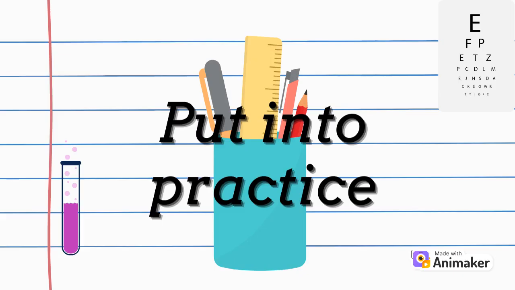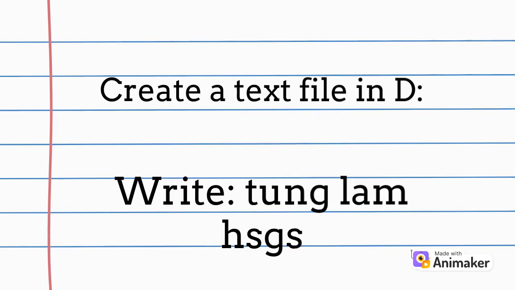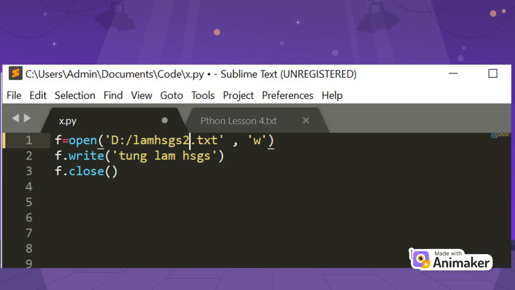I'm going to put all of these theories into practice. Take an example like this. I will create a text file in disk drive D, and I write in that text file: Dong HSGS. You code like me, and you run it in the terminal.